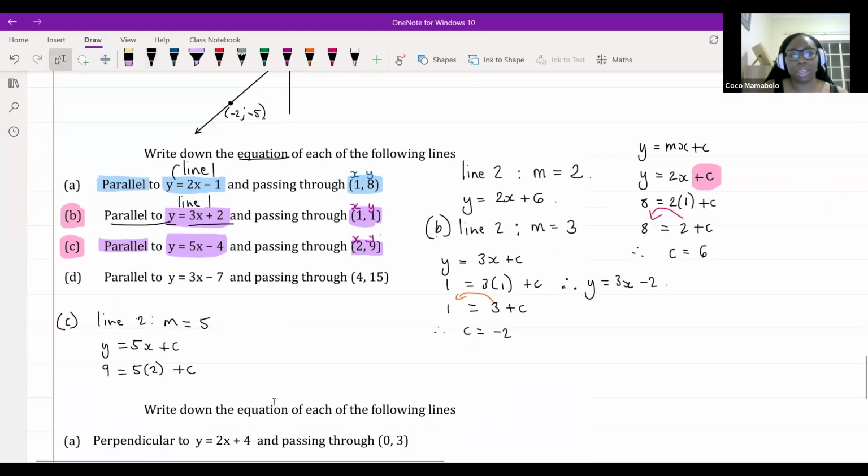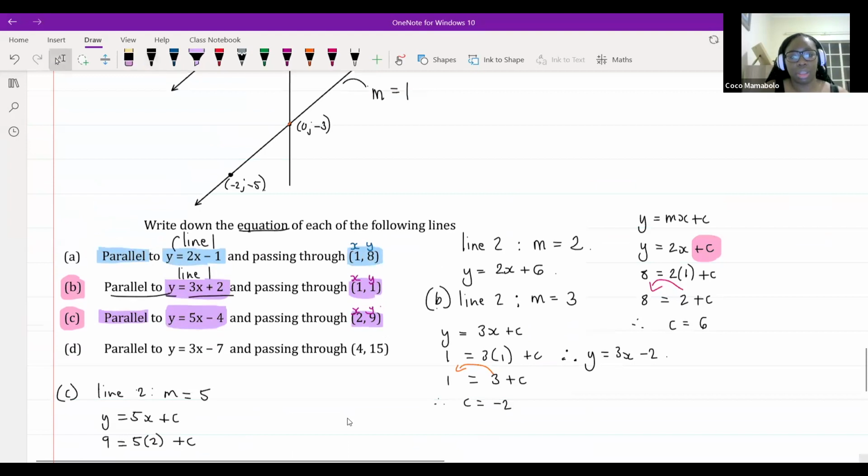And that will give me 9 equals 10 plus c. Then I'll move the 10 over, and it'll become -10. Therefore, c will equal -1. So that tells me the equation of the new line parallel to that one is y equals 5x minus 1.